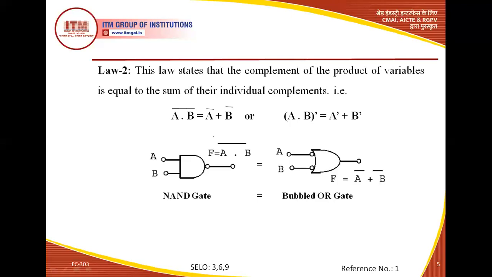Okay. So that is the second law of De Morgan, and these are important laws in Boolean algebra because many Boolean functions are simplified by using these laws. In the next exercise problems, we will see how we can use the De Morgan theorem.